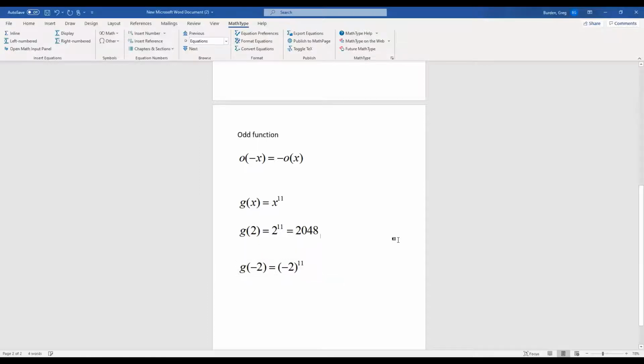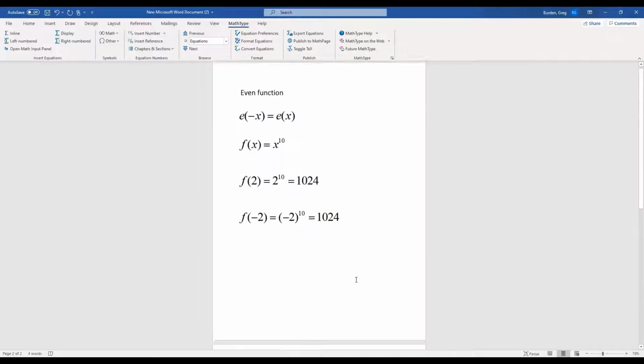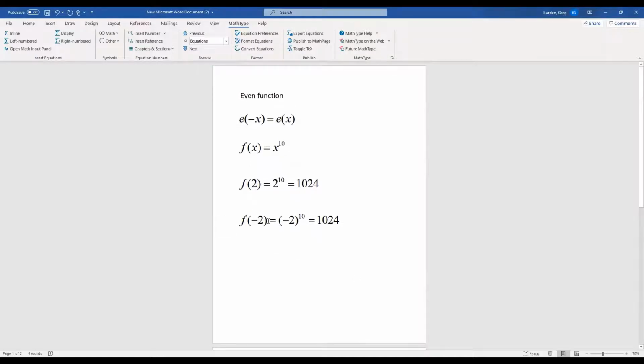Here we are. So here we have g of negative 2, which is negative 2 to the 11th power. So I want to point out, go back up here to the f of negative 2, at negative 2 to the 10th power. You'll notice I put that in parentheses. So the parentheses are very important in the notation here. If you use a calculator without putting in the parentheses, it will raise 2 to the 10th power and then make it negative after that.